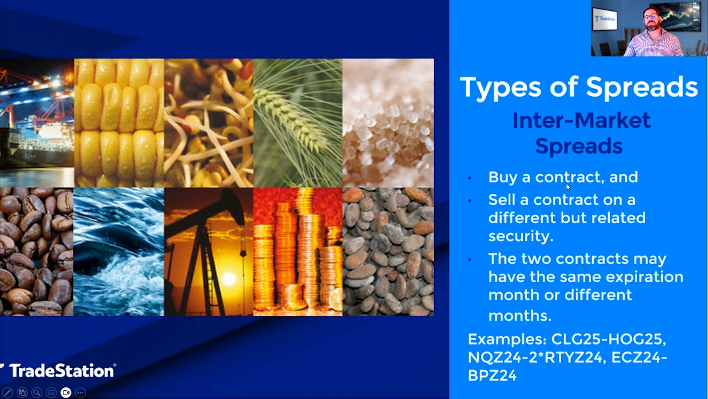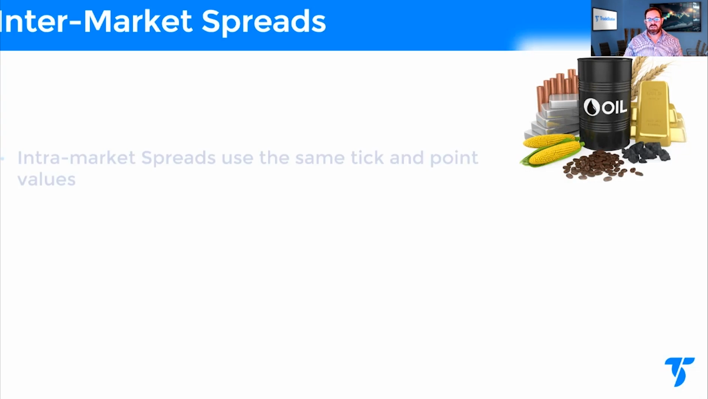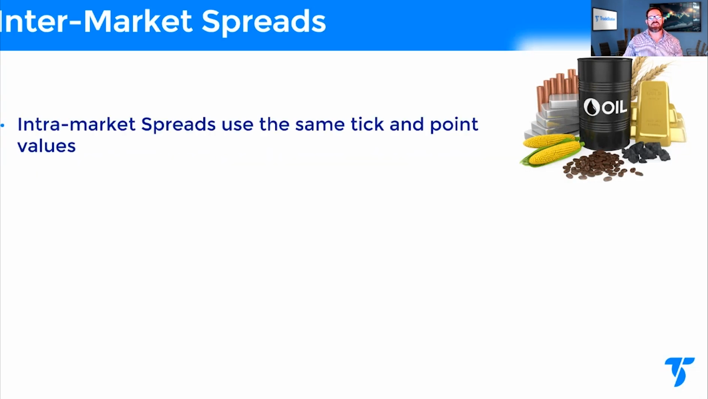Now, with those expirations, they don't have to be the same. They can be, but they don't have to be. You could trade one month versus a different month. Okay? So when it comes to intramarket spreads, those are easy because they all are the same underlying security, which means they have the same tick values and same point values. And you would just simply say, okay, whatever the price difference is, multiply it by the tick value or point value, and that's your profit or loss.